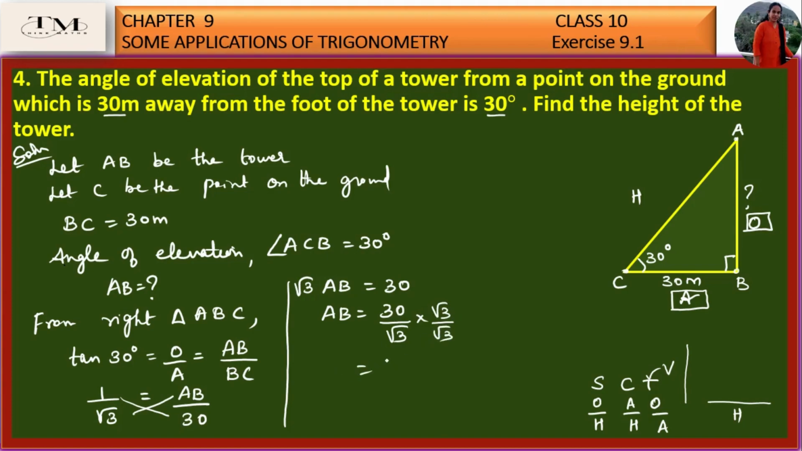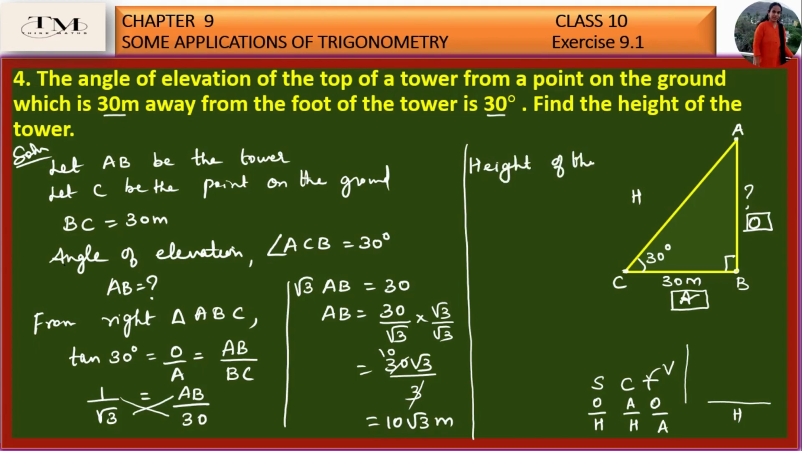So 30 into root 3 is 30 root 3. Root 3 into root 3 is 3. So 1 3s are 3, 10 3s are 30. So we get 10 root 3 meter. This is the answer. So what is AB? AB is the height of the tower. So height of the tower equal to 10 root 3 meter. Okay. So simple, you can understand easily.